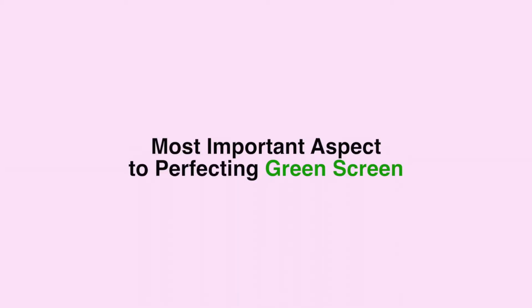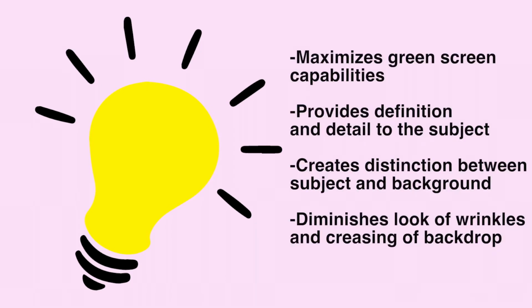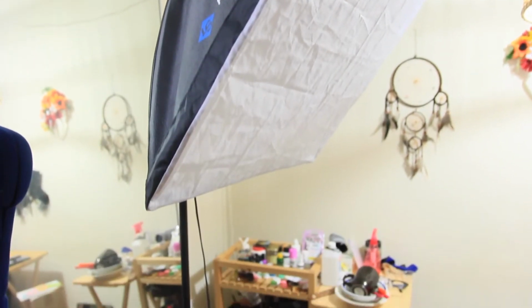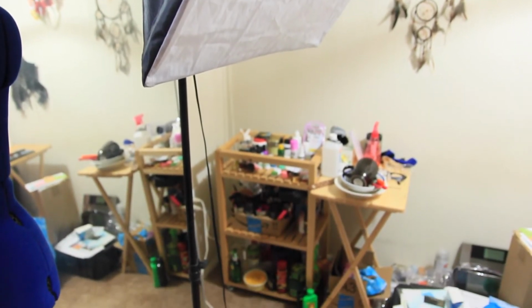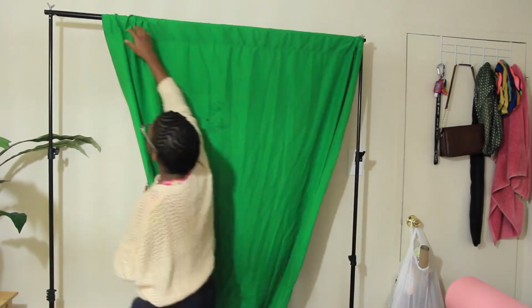First, getting into the setup, the most important aspect of perfecting green screen is lighting. Lighting ensures that you maximize the green screen capabilities. It provides definition and details to the subject, creates distinction between the subject and background, and takes out those wrinkles and creases. You see here I have a softbox, which is what I use mainly for lighting, but of course the more the better. So I use outdoor lighting, and I also have my overhead lighting, and I'm using fluorescent light bulbs. Of course I will link that down below.